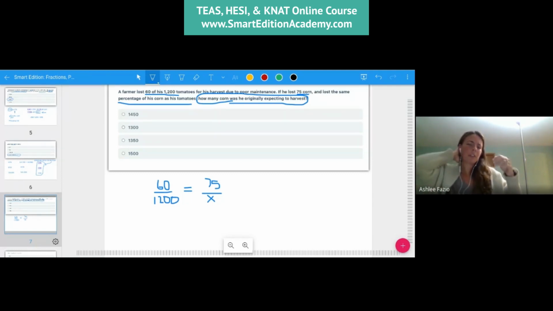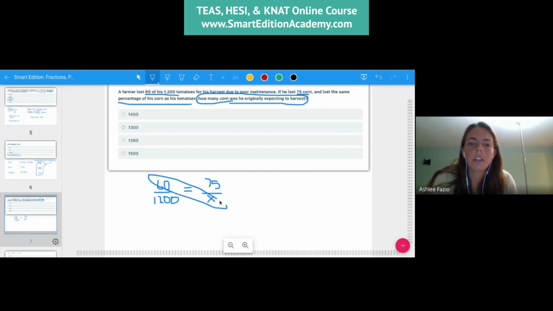Okay, so for this question, setting it up like this, the main thing to really notice is that you're keeping consistency: this is the lost tomato over the total, and this is the ones that he lost over the total. So it's important to keep it like that. From this step, again, it can be a strategy to cross multiply.